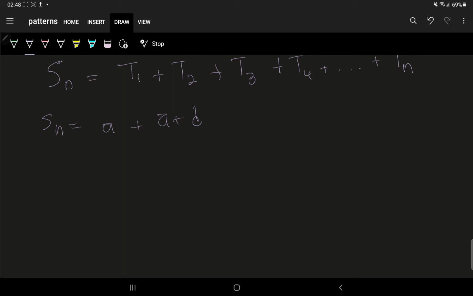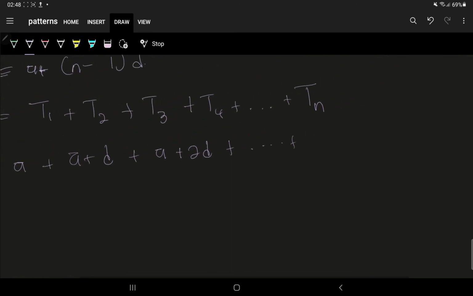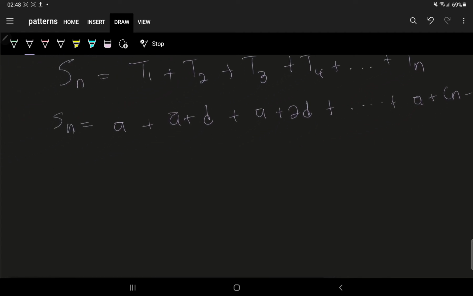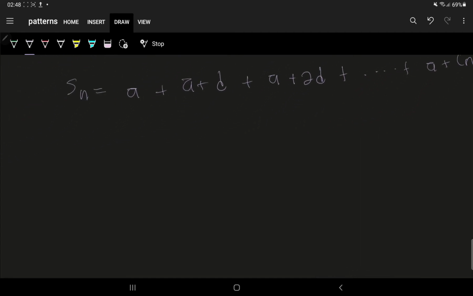This is t2. Then in order to get t3, we have to add the difference twice, meaning it's the same as a plus 2d, until tn. We know that our tn is going to equal a plus (n minus 1) multiplied by d, which is going to be our last term, right?